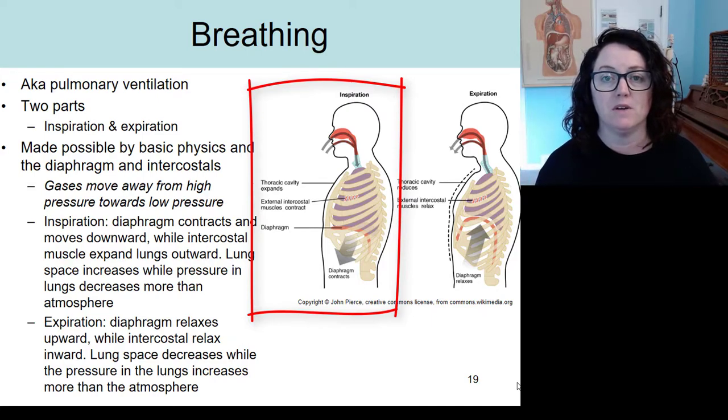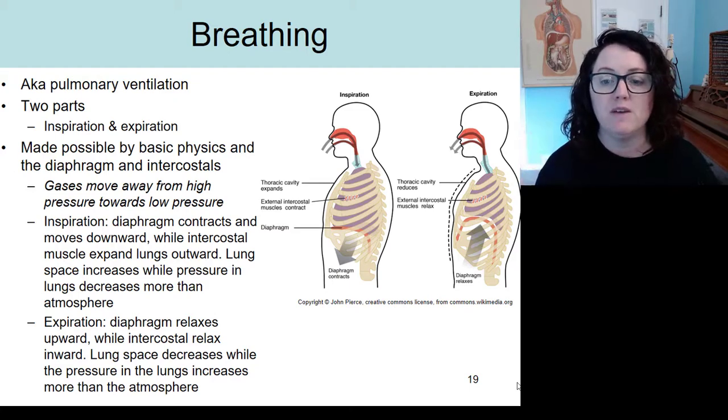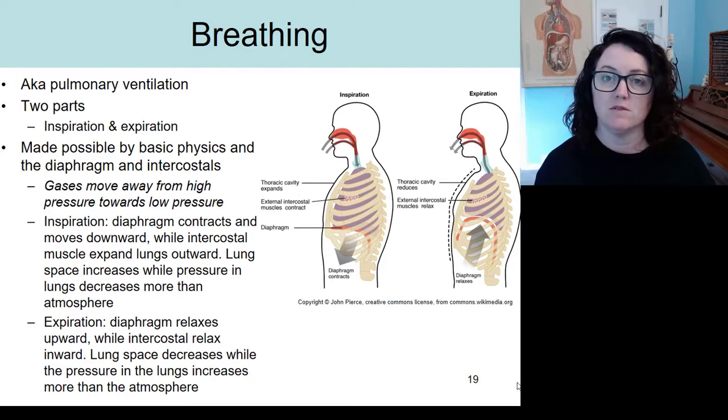Basically what's happening here is by moving down and out, we're increasing the space inside of the lungs, which means the pressure inside of the lungs will drop. And now the pressure inside of the lungs is lower than the atmospheric pressure. Gases move from the area of high pressure, the atmosphere, to the area of low pressure, inside of the lungs.